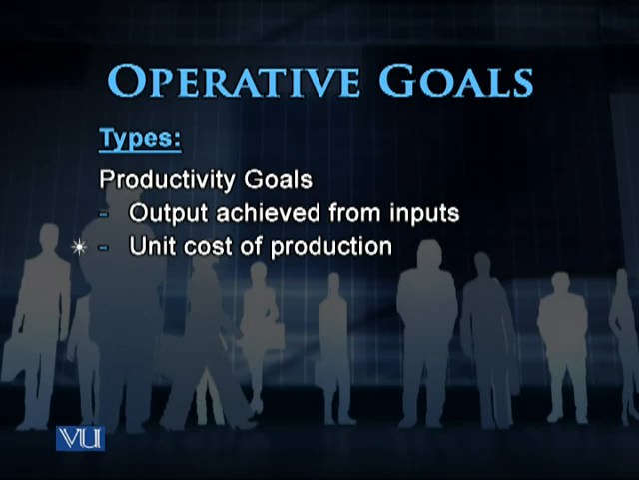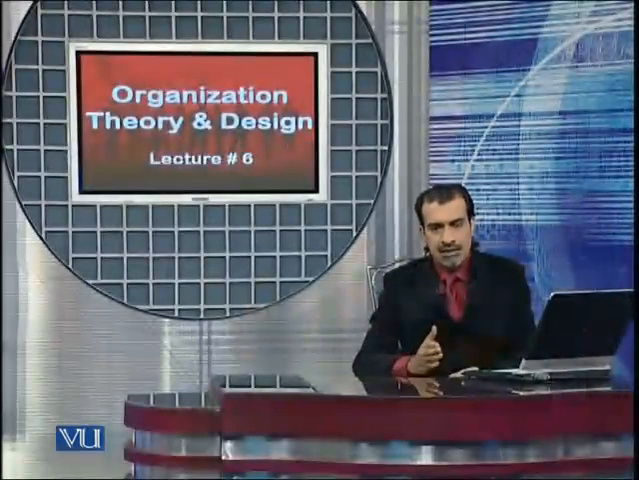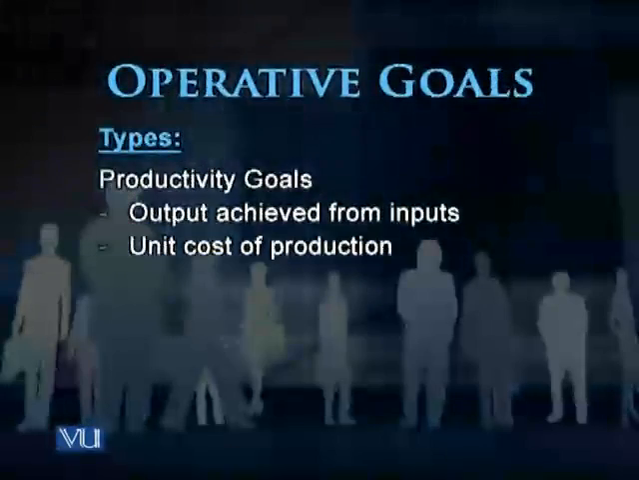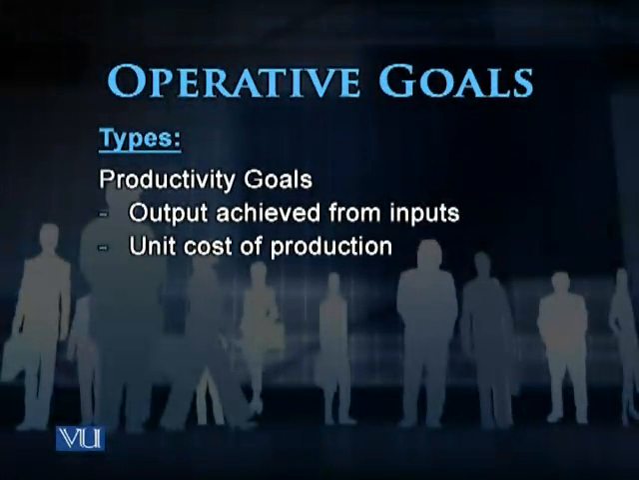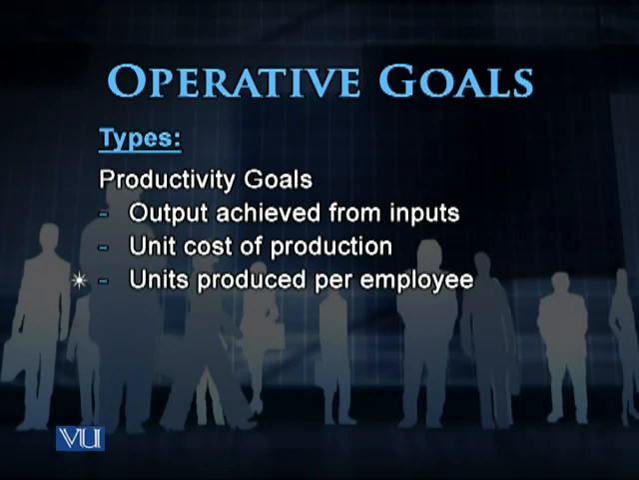So unit cost of production, they can only know if they know all the inputs. Unki prices kya thi, various labors ki, materials ki to produce a particular product. And that can only happen if they have ways and means to collect that data and collect that information in the presence of some production goals. So the output achieved from inputs, which is also the efficiency of a company, or unit cost of productions, or unit produced per employees. Unke kai tarike hain production goals banane ke.